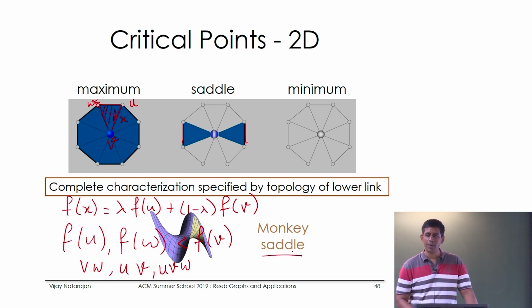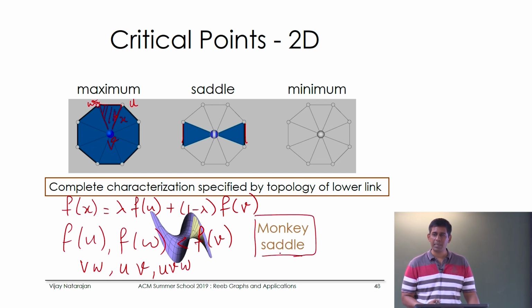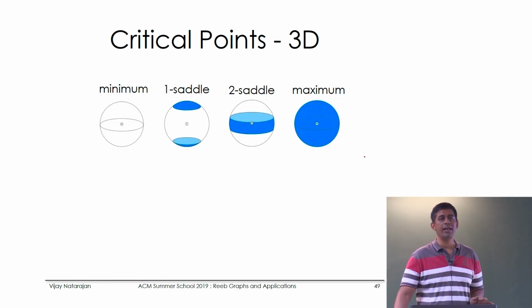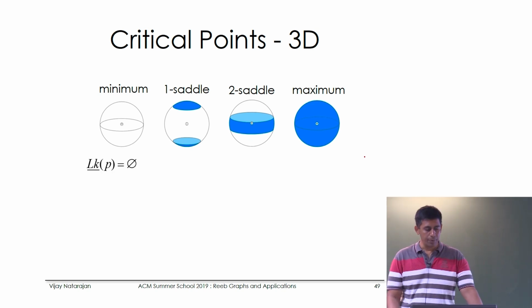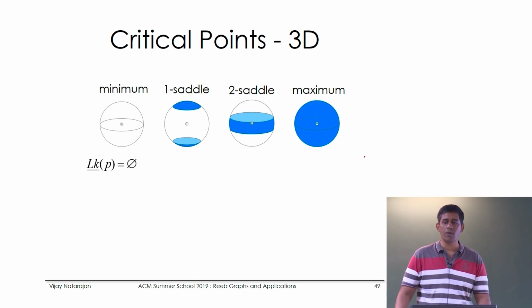Monkey saddles do not appear in Morse functions, but remember we are piecewise linear function. So, it can happen and there is a way to handle it, but let us set that aside now. All I am saying is that there are difficulties, but they can be handled in a uniform manner. Okay. Let us talk only about the simple cases. So, 3D minimum can have no components of the lower link.